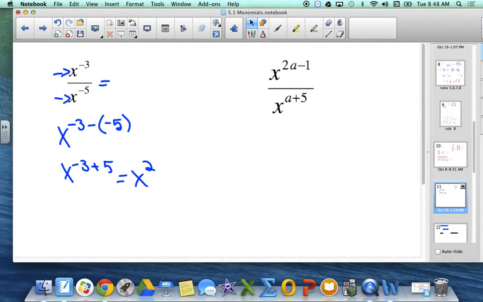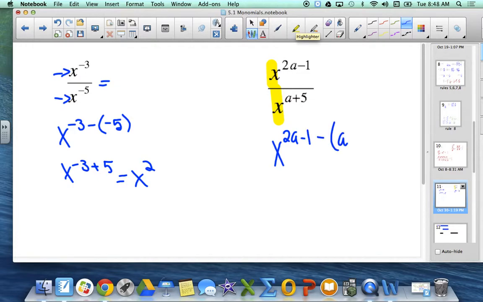So what do you see here? Are the bases the same? Yes. So what are you going to do with the exponents? Subtract them. So you have to be careful because you have to subtract the whole exponent, not just some of it.